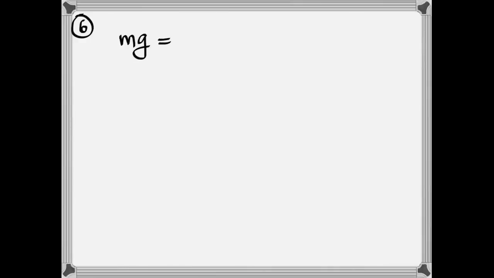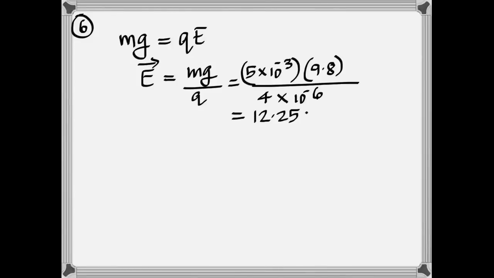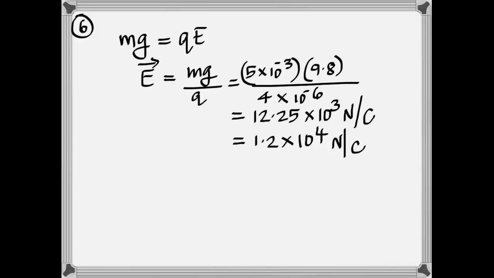6. The weight of the particle must be balanced by the electric field. So mg, which is the weight, should be equal to QE. Rearrange. All the quantities are given. You get 12.25 times 10 to the 3, which is 1.2 times 10 to the 4 Newton per coulomb.